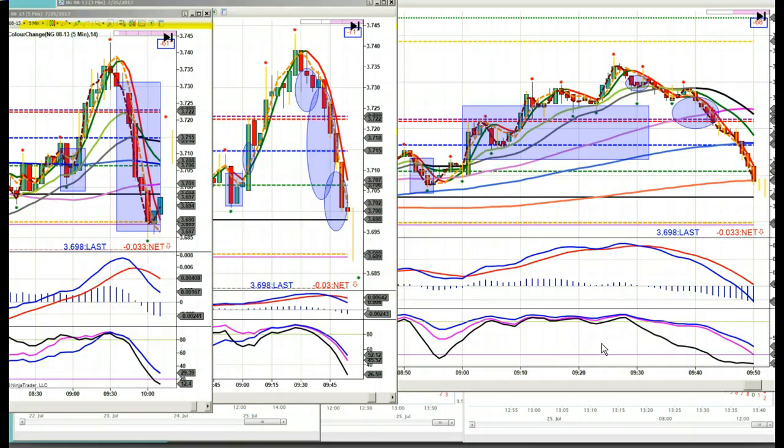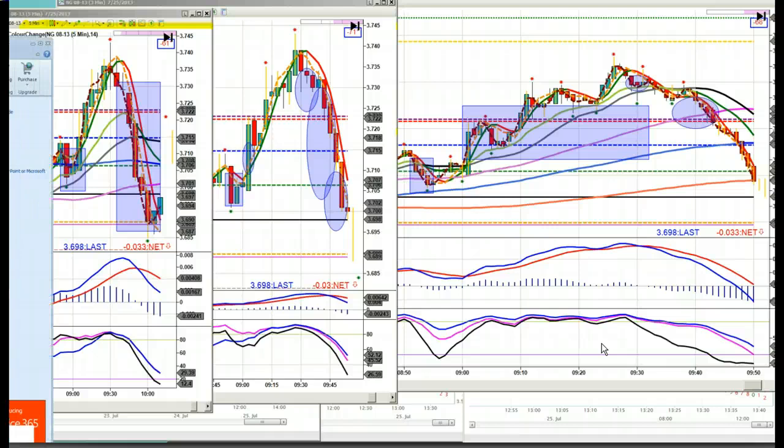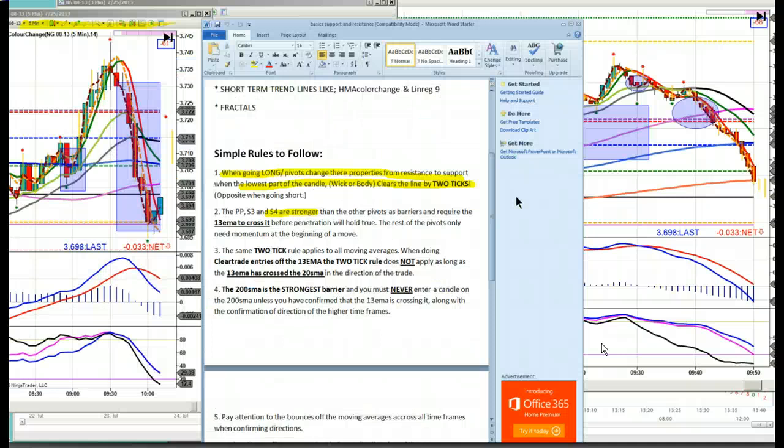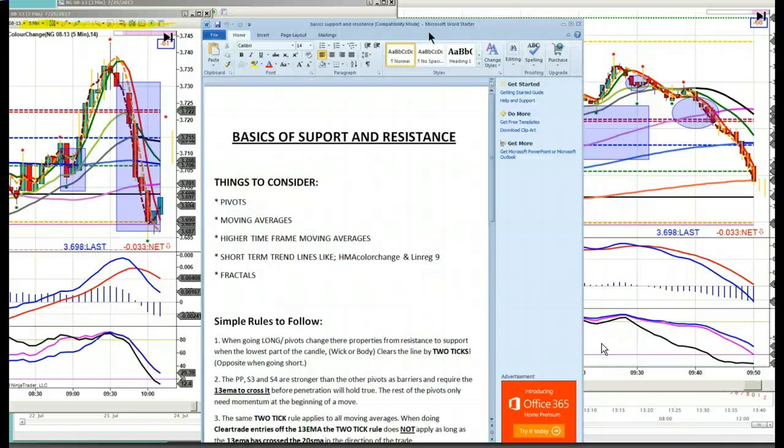So what we're going to do, because I want to talk about fractals. Again, everything we're tying together is using these rules to help the more obvious things stand out, and we're using the basics of support and resistance to tie in with our strategies. But let's do this. I'm going to do this 850 here.